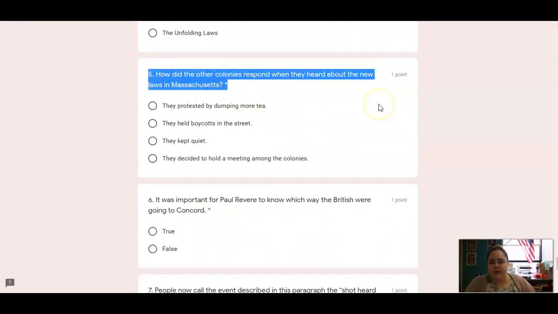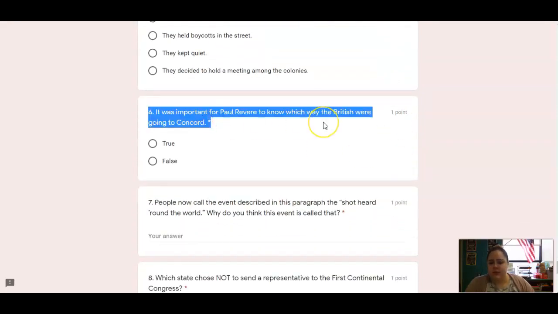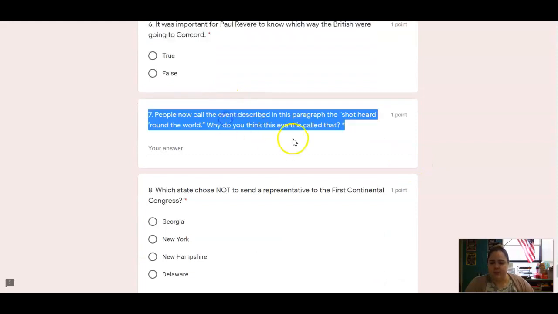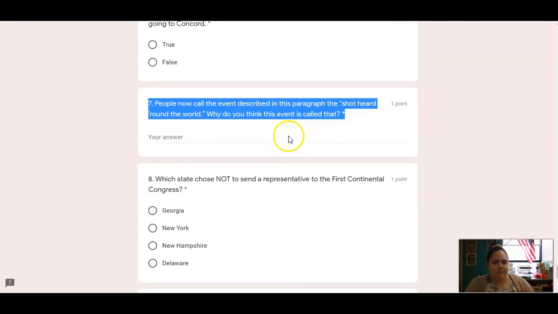Number 5, how did the other colonies respond when they heard about the new laws in Massachusetts? Number 6 is true or false. It was important for Paul Revere to know which way the British were going to conquer. Number 7, that shot heard around the world. Why is it called that?